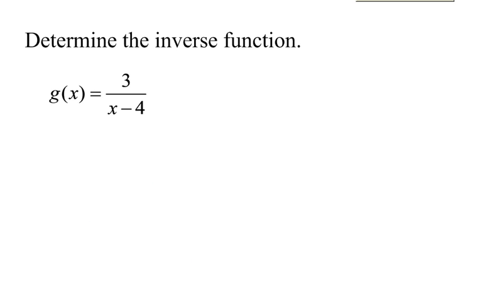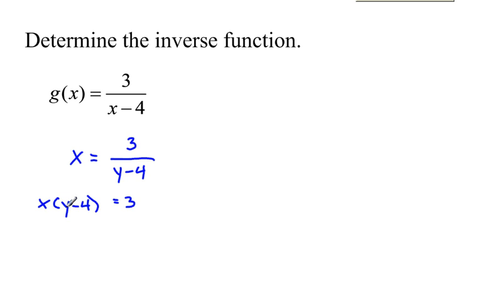Let's try another one. This time, our function has a new name, g of x, and it is 3 over x minus 4. First step, switch x and y. X equals 3 over y minus 4. Now, in order to solve for y, we need y out of the denominator. So I'm going to go ahead and multiply x times y minus 4 equals 3. So essentially, I multiplied the left by y minus 4. And when I multiplied the right by y minus 4, it canceled out, and I just had 3.